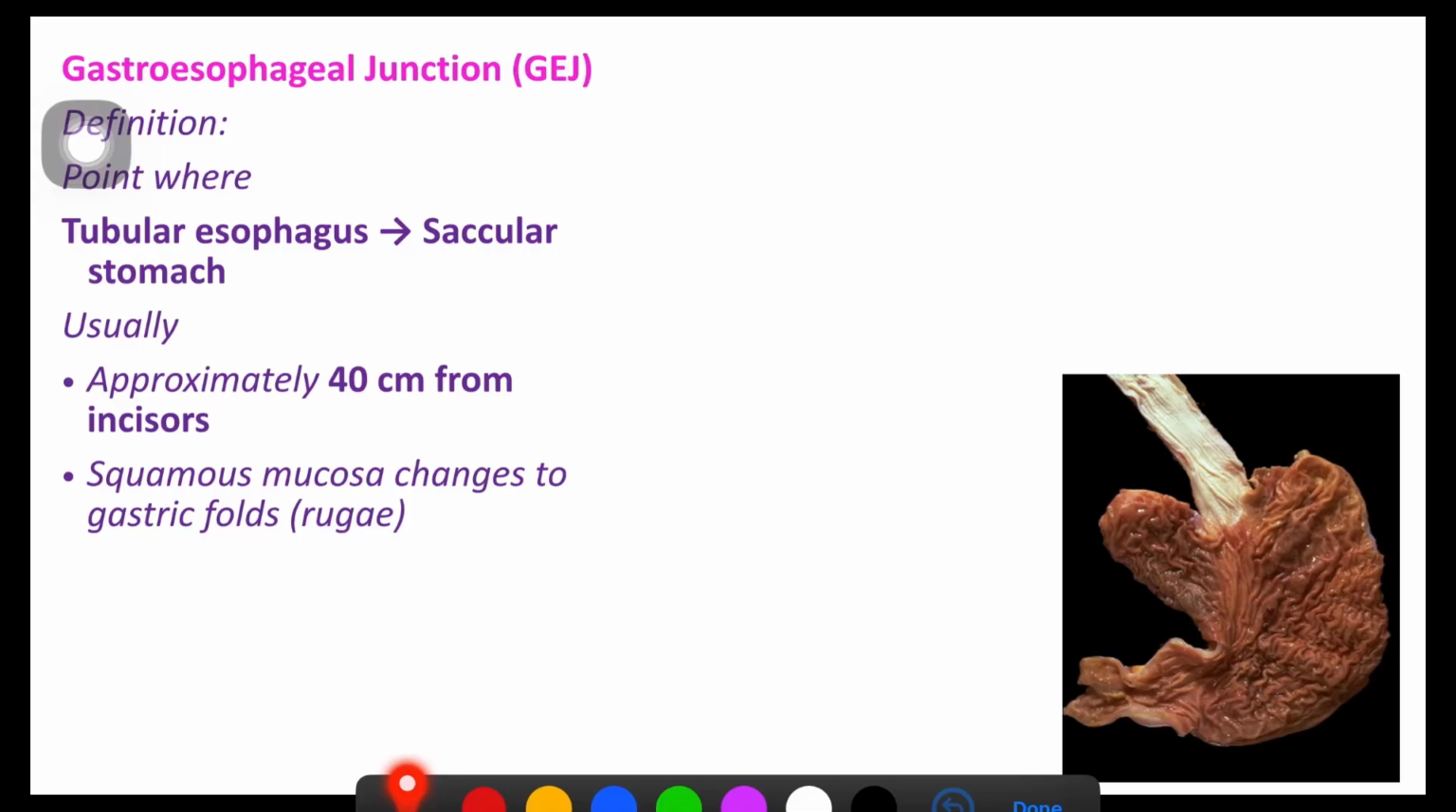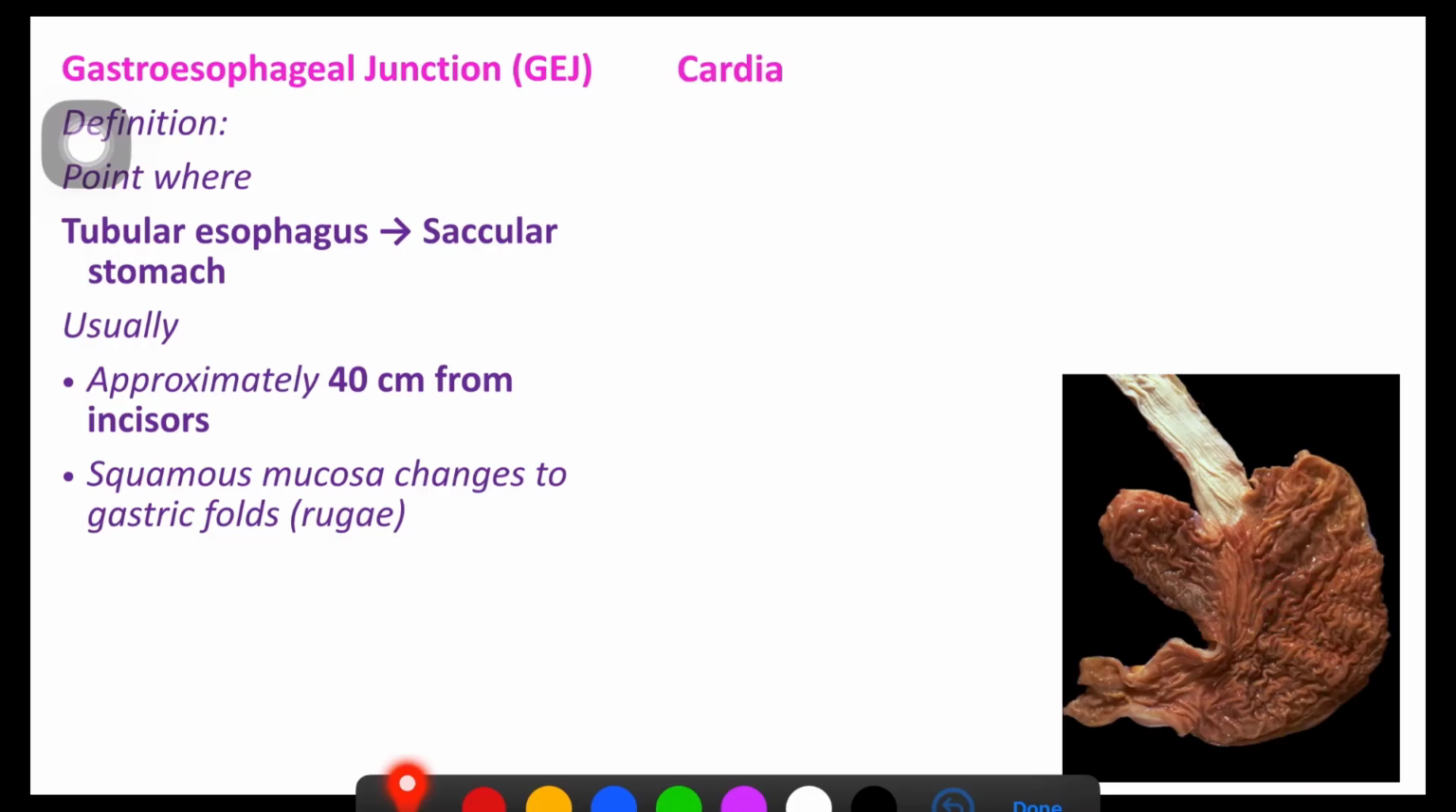If we see the GE junction, where the esophagus and stomach are united with each other, about 40 centimeters away from the incisor teeth, the epithelium of the esophagus is squamous, whereas the stomach will have a mucosal lining, and it is converted into the gastric rugae. So this is called rugae.